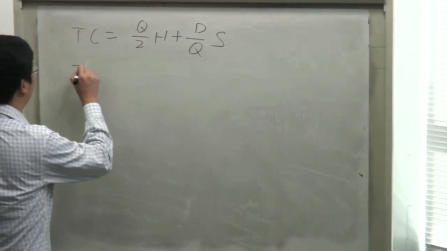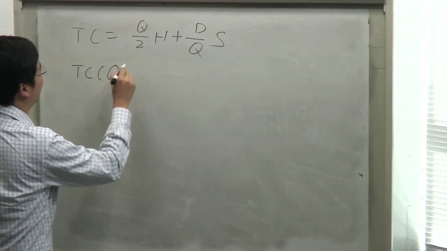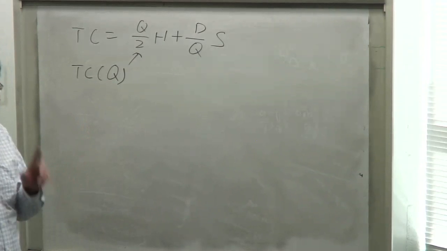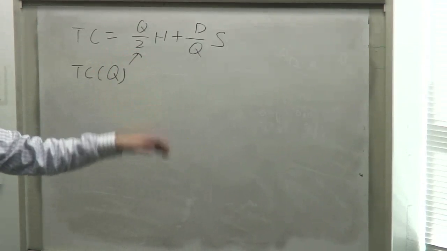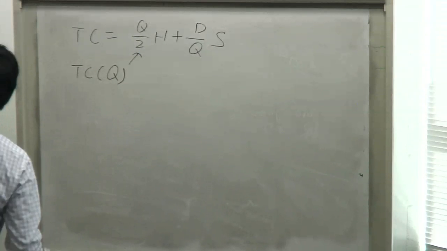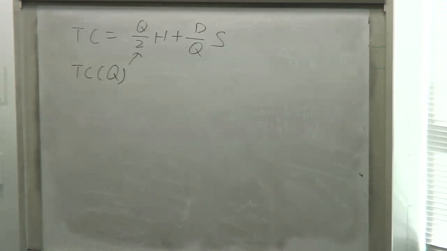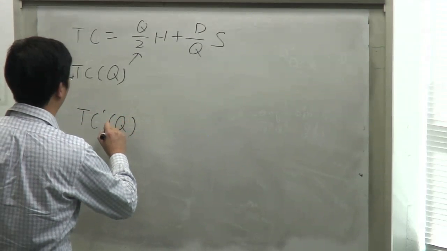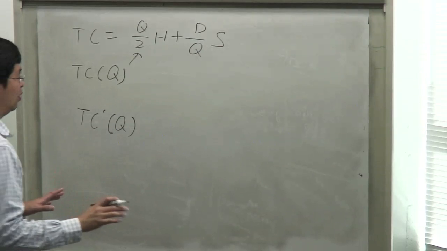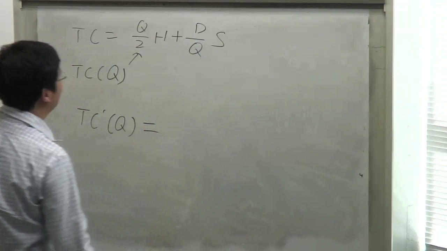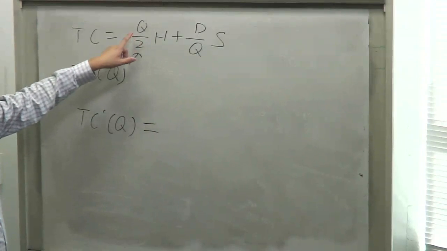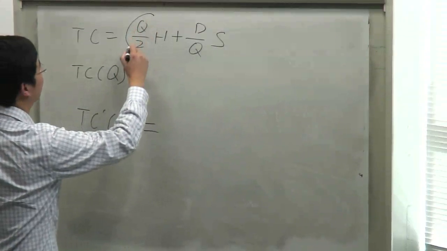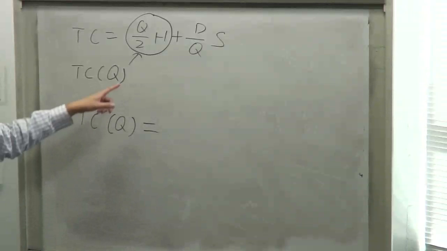So let's write TC as a function of Q, right? TC is a function of Q. Agree? Q is the only variable, all other terms are parameters. So to get this equation, in fact, we just take the derivative. So TC prime of Q, take the derivative with respect to Q. You don't need to write this down because it's not tested, but if you want, you can. So what about the first term, Q over 2 times H? What's the derivative of this one? Anybody? Take the derivative of this one.